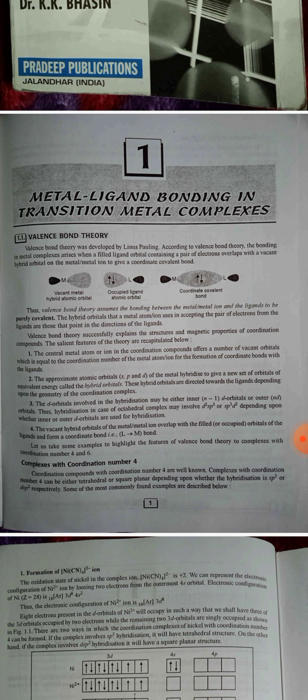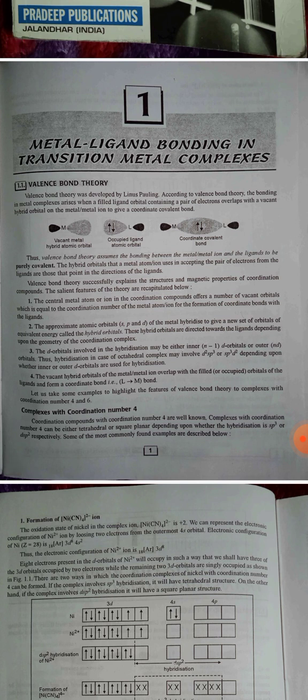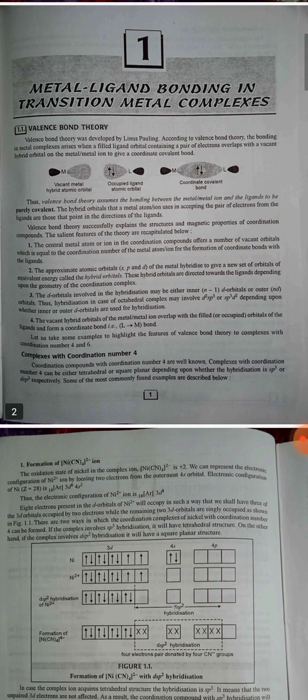Let us take some examples to highlight the features of valence bond theory for complexes with coordination number 4 and 6. Complex with coordination number 4. Coordination compounds with coordination number 4 are well known. Complexes with coordination number 4 can be either tetrahedral or square planar, depending upon whether the hybridization is sp3 or dsp2 respectively. Some of the most commonly found examples are discussed below.